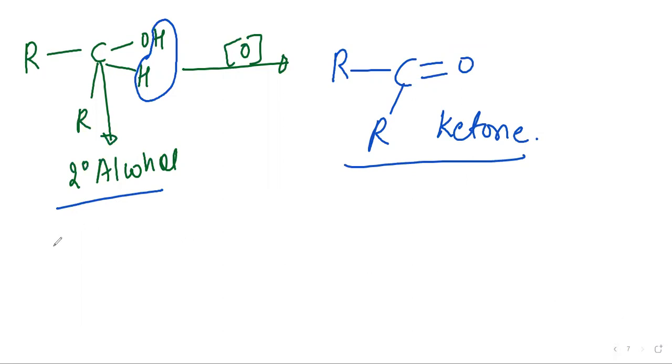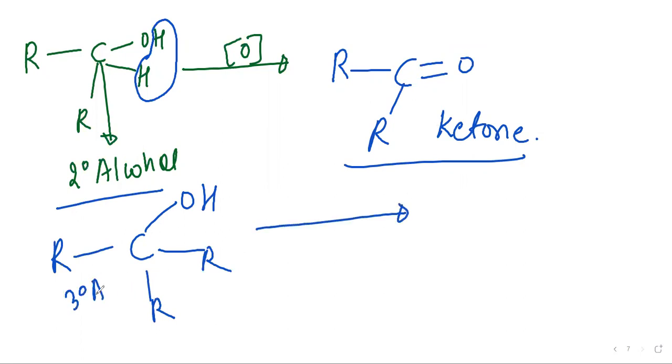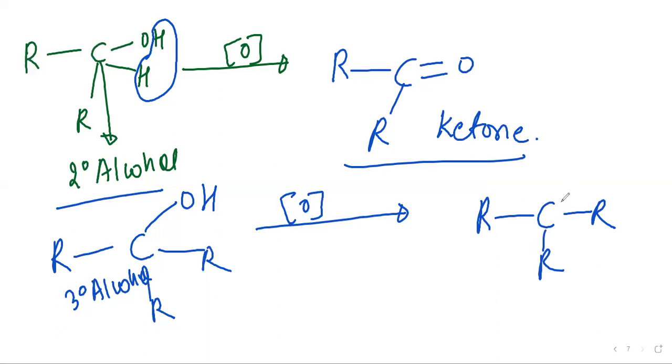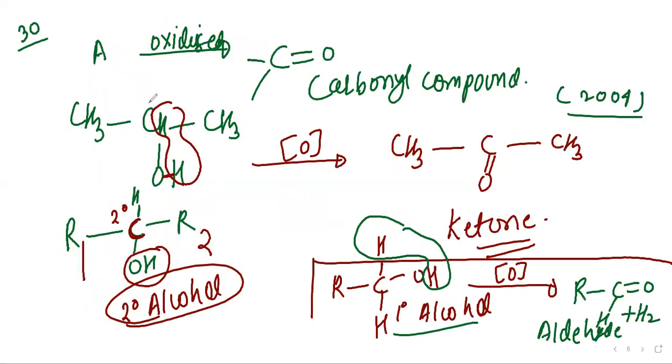And when a 3-degree alcohol is there, like R, C, OH, R, R. When three R are there, this is called a 3-degree alcohol. When it does oxidation, it forms an alkene, with the double bond R. This is your alkene. So write this one.